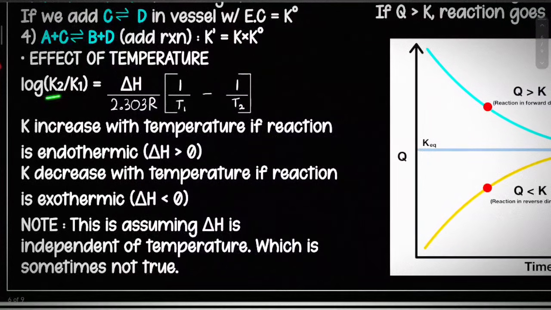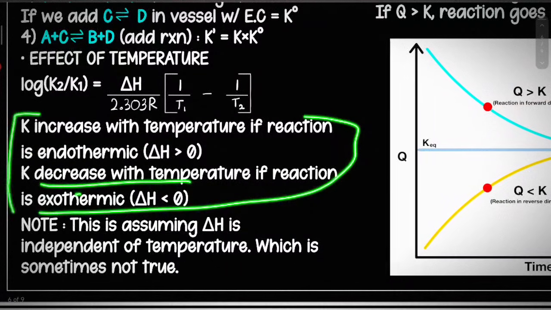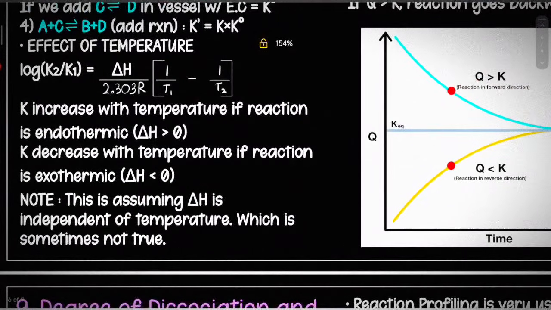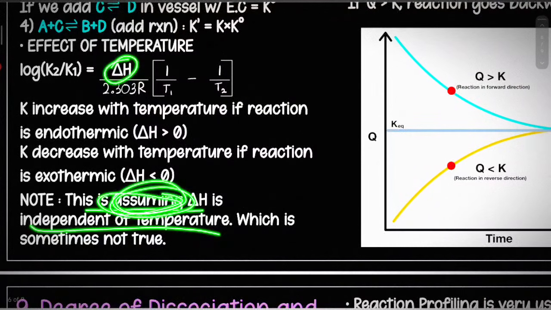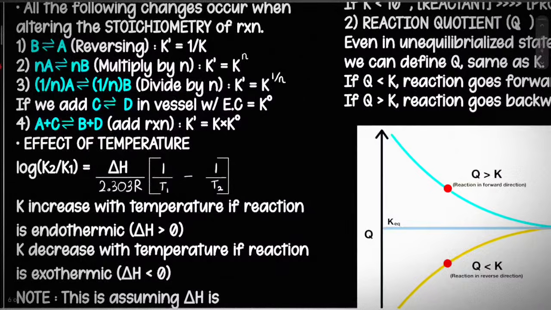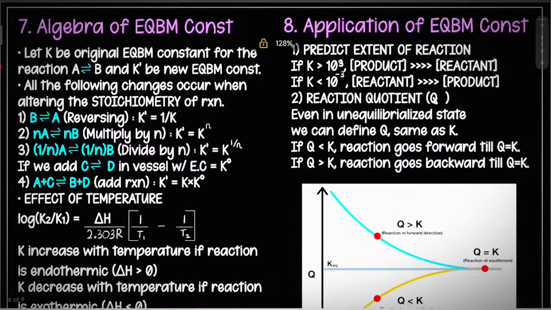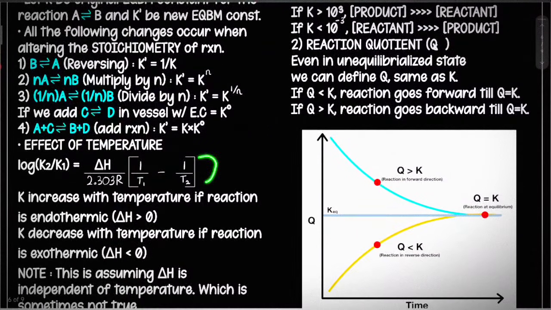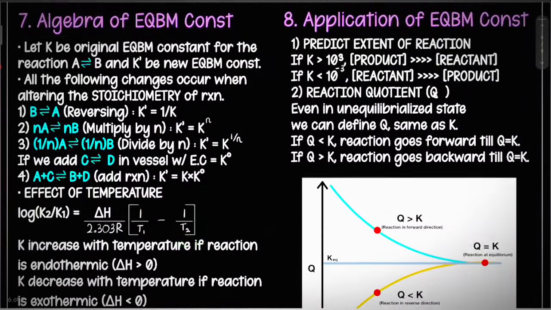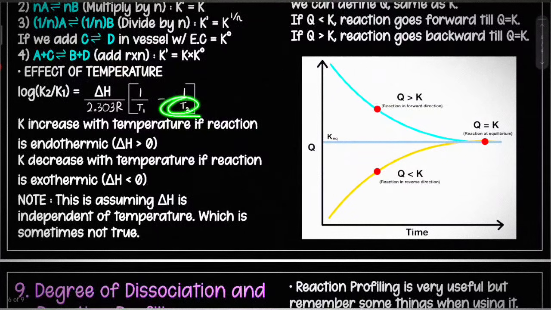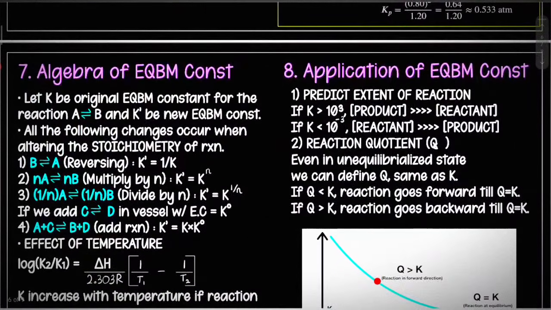Now it's evident that K will increase with temperature if the reaction is endothermic, and K will decrease with temperature if the reaction is exothermic. This is a consequence of the Le Chatelier principle, which we will learn at the end of the lecture. Keep in mind that this assumes delta H is independent of temperature, which is sometimes not true. This is what we call the Van 't Hoff equation. Just keep in mind how to draw graphs for this. I think you are smart enough that you can look at this expression and dissect it to find graphs. And keep in mind temperature is taken in kelvins, not Celsius. I see a lot of you make that mistake.